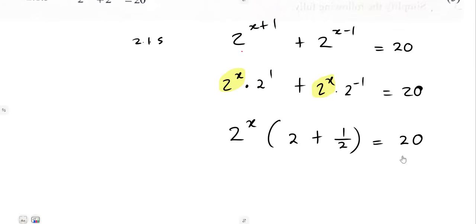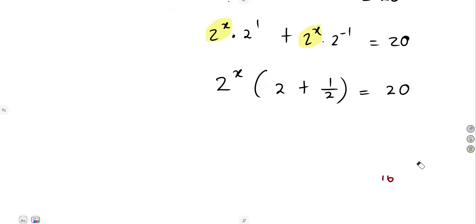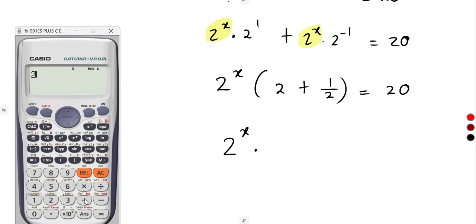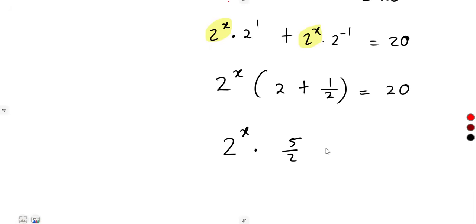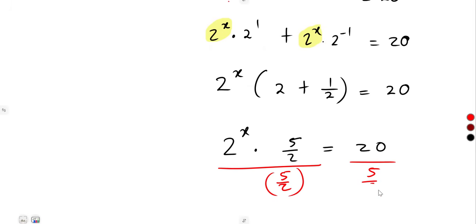So what you're going to do here is to divide by the bracket, or you can just simplify it. What is inside the bracket? 2 plus 1 over 2. That's going to give us 5 over 2. So that's 5 over 2, which is equal to 20. So you can get rid of that 5 over 2. Simply divide by 5 over 2.